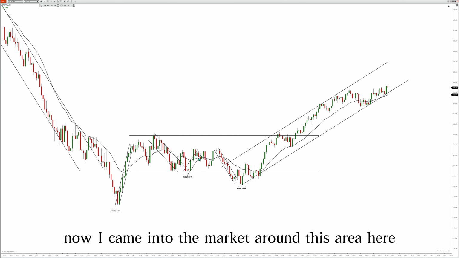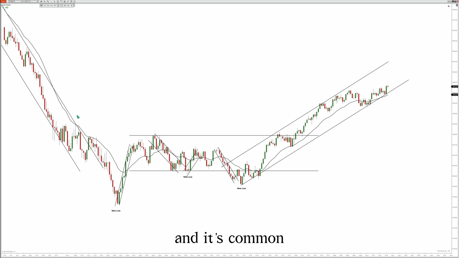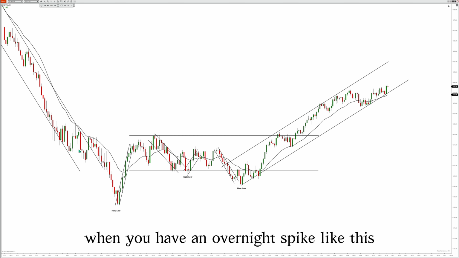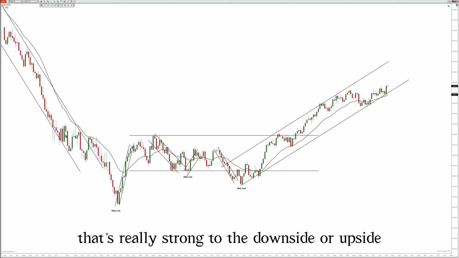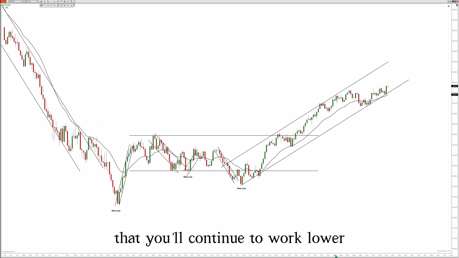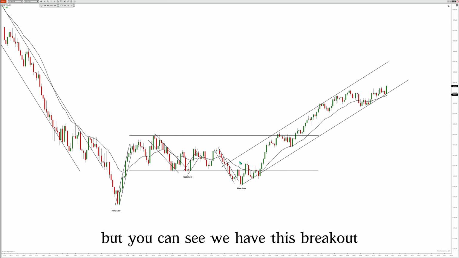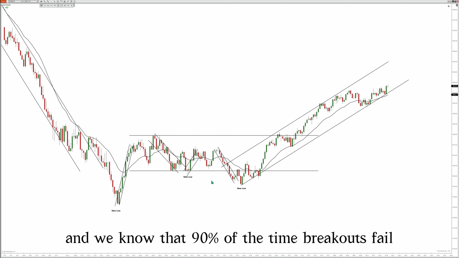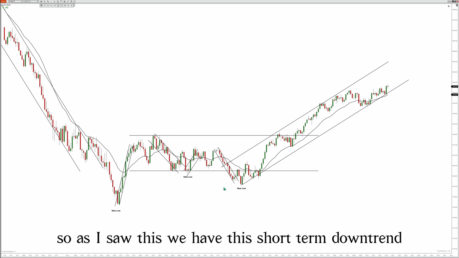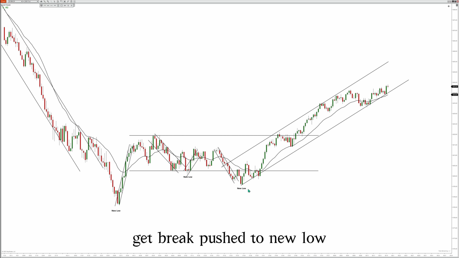As you can see, we reversed up immediately after creating this new low and went into a sideways consolidation. Now I came into the market around this area here, and it's common when you have an overnight spike that's really strong to the downside or upside, and then it starts to consolidate, that you'll continue to work lower out of this consolidation. But you can see we have this breakout, and we know that 90% of the time breakouts fail.